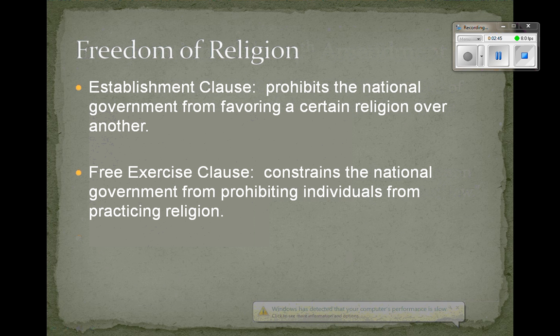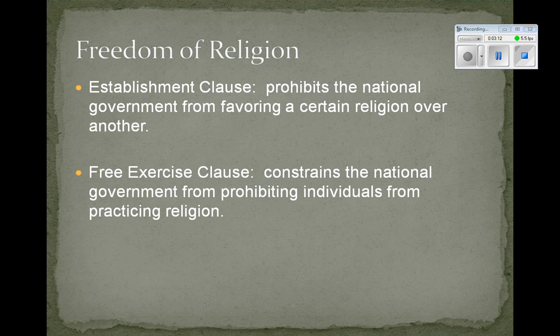Now, looking at the freedom of religion, we've talked a little bit about the Establishment Clause and the Free Exercise Clause, but we haven't talked too much. The main points that I want you to recognize are that as part of the Constitution, the Establishment Clause prohibits the national government from favoring a certain religion over another. I'll say it again. It prohibits the national government from favoring a certain religion over another.